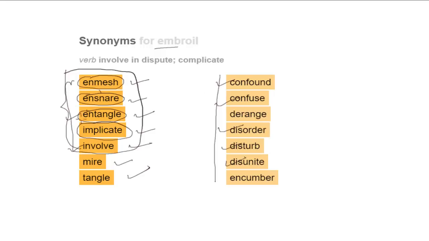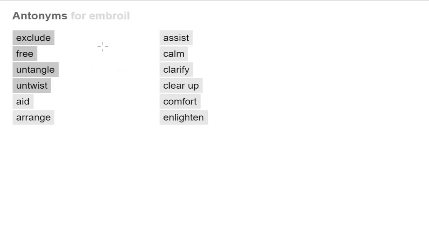These are some of the words that are synonymous to embroil, and now we can take some of the antonyms. Here we have the antonyms for the word embroil, and as we know, embroil means to get involved in something undesirable, particularly some kind of disagreement or dispute. So if embroil means getting involved in something negative, the opposite of it could be exclude, or to free, or to untwist, or to untangle, right? To come out of some kind of thing is known as untangling.